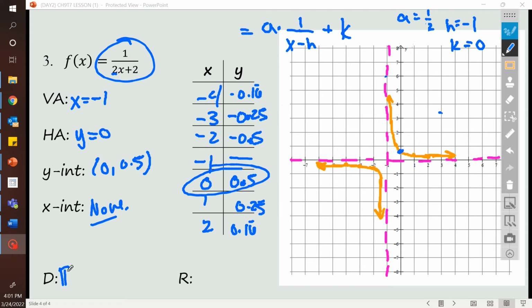The domain is everything except for the asymptote, which is -1, and that's it. The range is everything except for the asymptote, which is 0. y cannot be 0. All right, and this is how you graph and recognize a vertical compression. Typically, a vertical compression will be in the denominator because it's dividing it. It's cutting it in half in this case, or cutting it by a certain number.